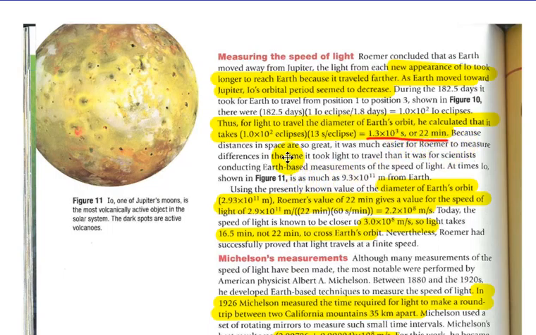Because the distances in space are so great, it is much easier for Romer to see these differences. Because on Earth, the distance is just so short, and human reaction time doesn't account for that distance that light has to travel.